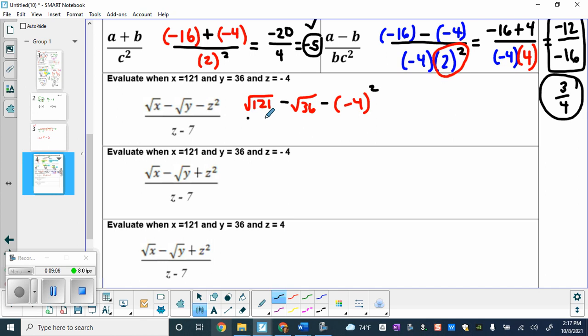So that's my top part. And all of that is going to be over z minus 7. Now when it's just something like this, again, I think it looks a little busy and crowded for the negative to be in parentheses. So down here, when you see just like a z minus 7, it's okay to just put negative 4 minus 7.